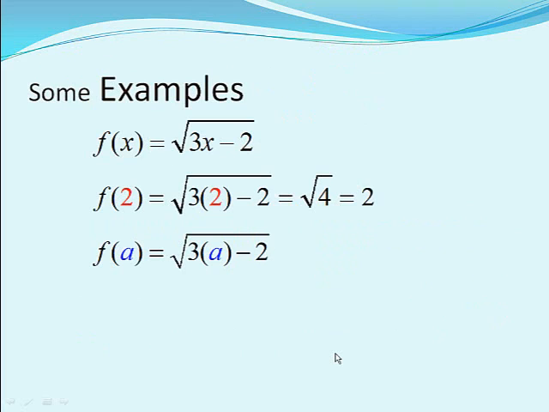Here are some more examples. f of x equal to the square root of 3x minus 2. And we calculate f of 2, which will be replacing x with 2. So we get the square root of 3 times 2 minus 2. That will be the square root of 4, equal to 2. If we replace x with a, we can write f of a as the square root of 3 times a minus 2.